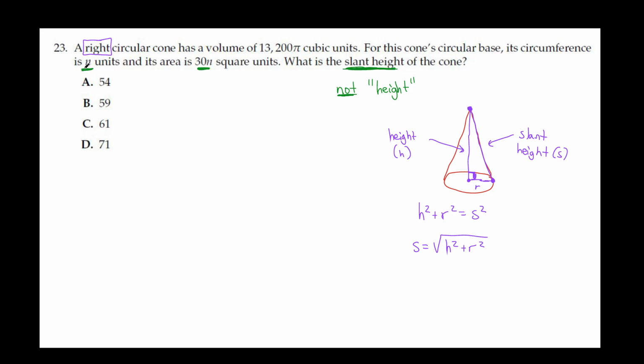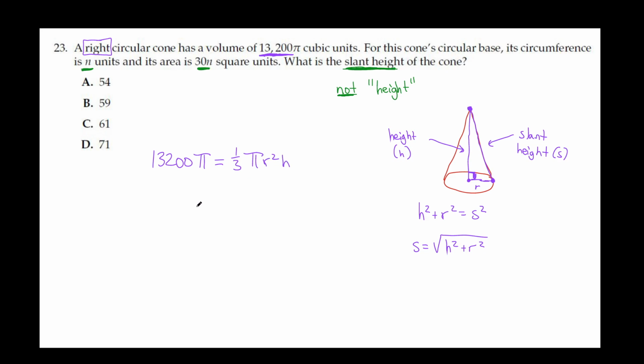Well, I see the n and 30n. I'm not sure exactly what to do with that just yet. Perhaps I'll start with the volume here. The volume is equal to this number, and if we look up the formula for a cone, we're going to see that the formula is 1/3 pi r squared h.